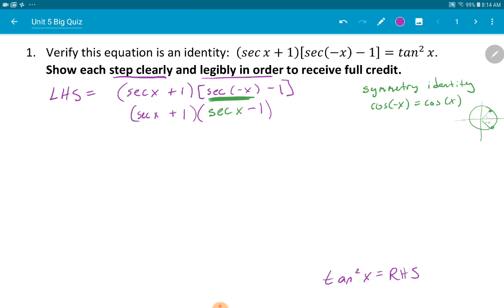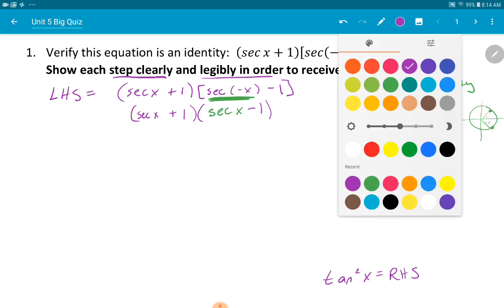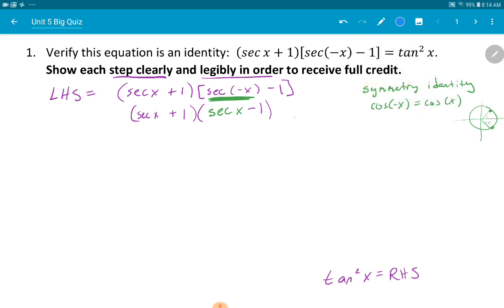All right, the next thing I'm going to do is recognize that this is a factored version of a difference of two squares. If I don't remember that, I don't recognize it, that's actually okay because you can just FOIL and you'll see that the centers will cancel out and you'll still get the difference of two squares. It'll just be an extra step. So this is a difference of two squares. So I'll write difference of two squares, or the long way is you can just FOIL this out and you'll get secant squared minus 1.